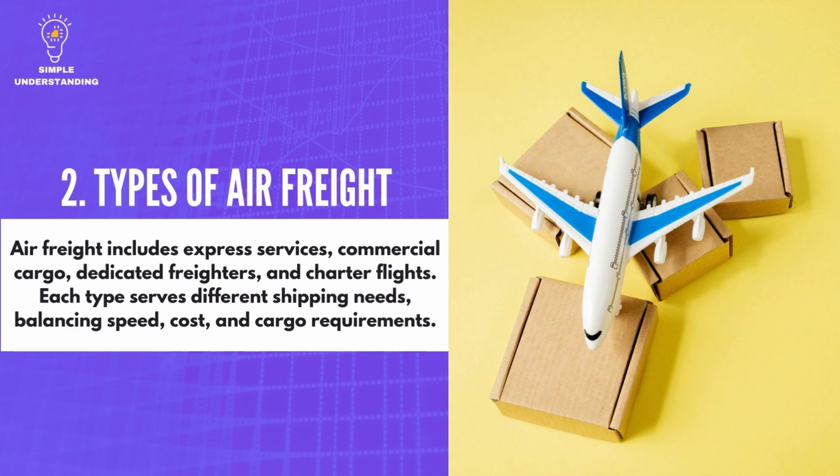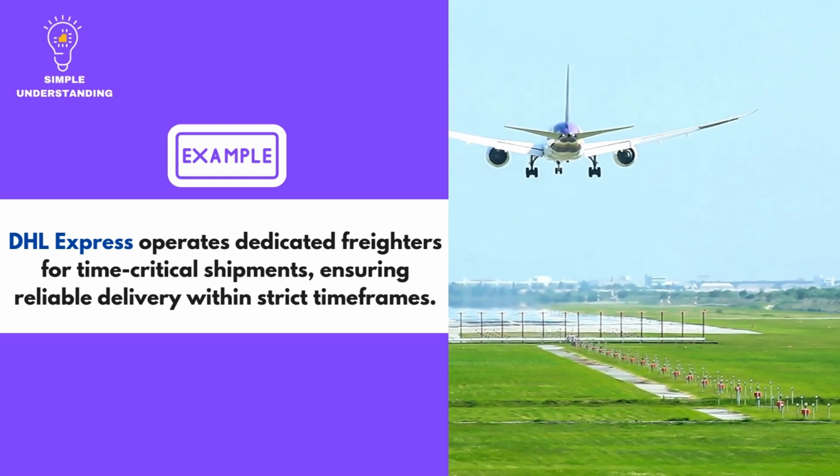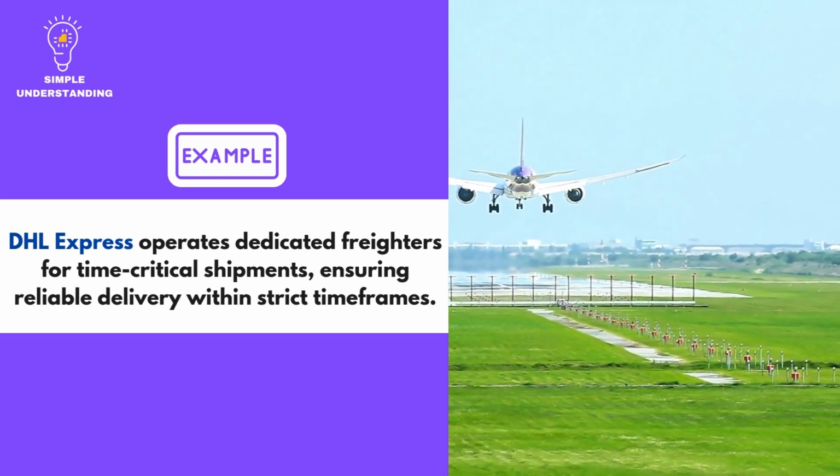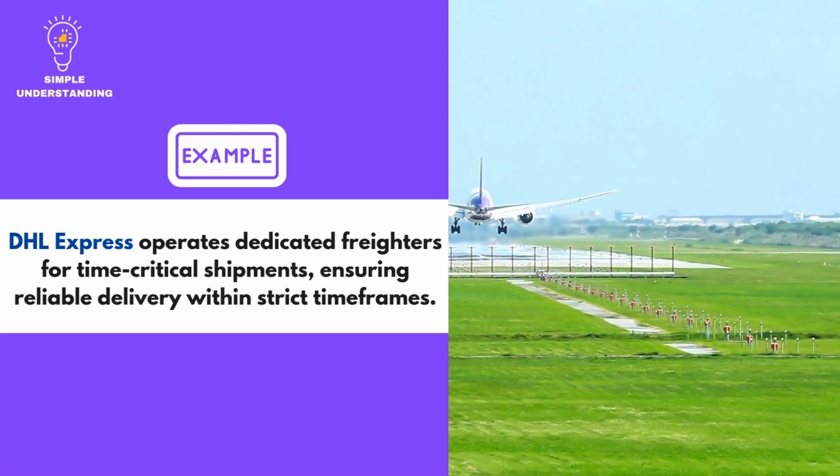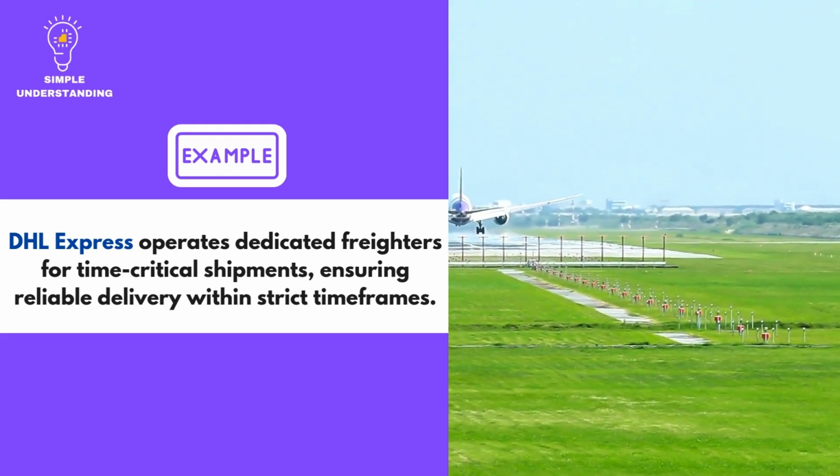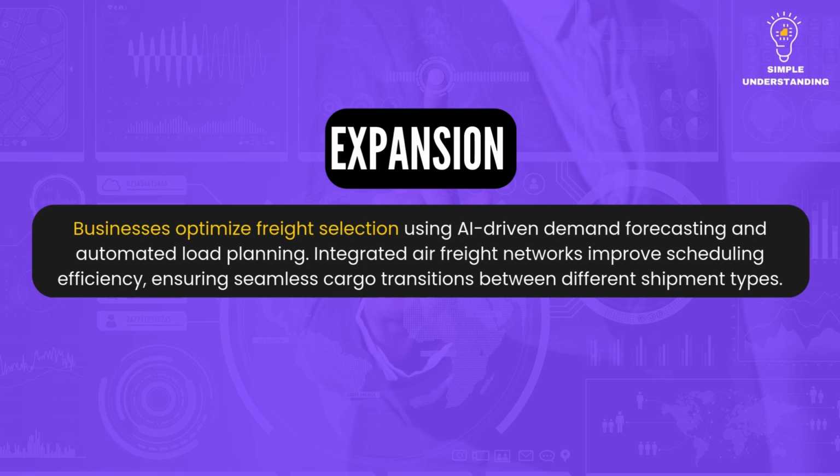Air freight includes express services, commercial cargo, dedicated freighters, and charter flights. Each type serves different shipping needs, balancing speed, cost, and cargo requirements. Real company example: DHL Express operates dedicated freighters for time-critical shipments, ensuring reliable delivery within strict time frames. Expansion: businesses optimize freight selection using AI-driven demand forecasting and automated load planning. Integrated air freight networks improve scheduling efficiency, ensuring seamless cargo transitions between different shipment types.